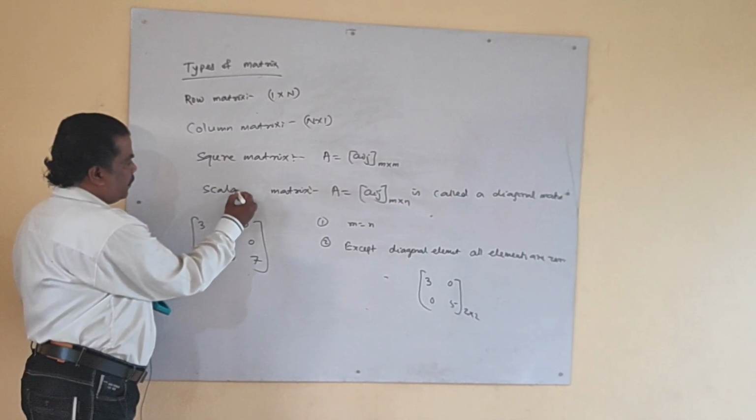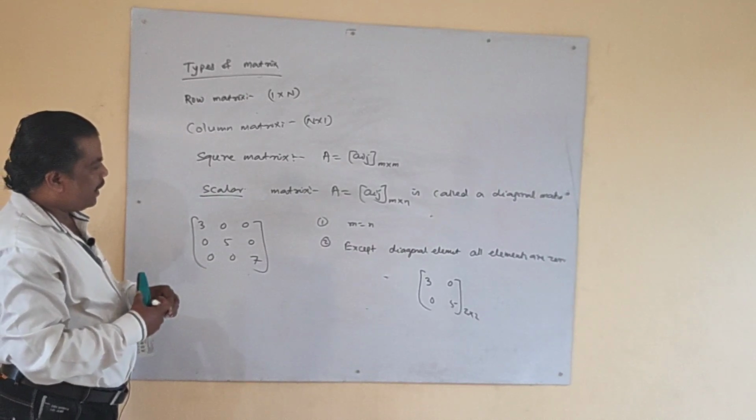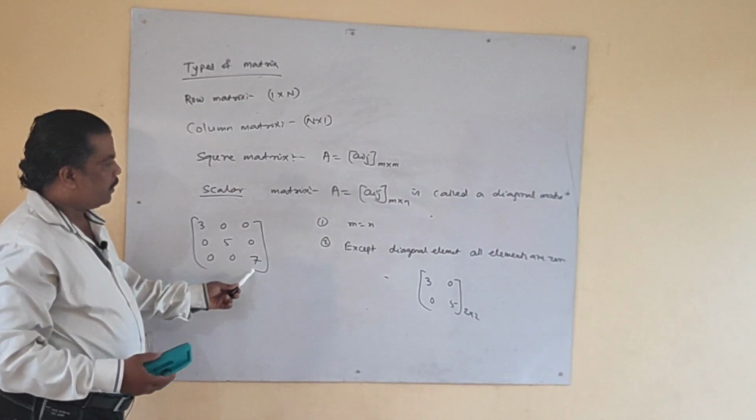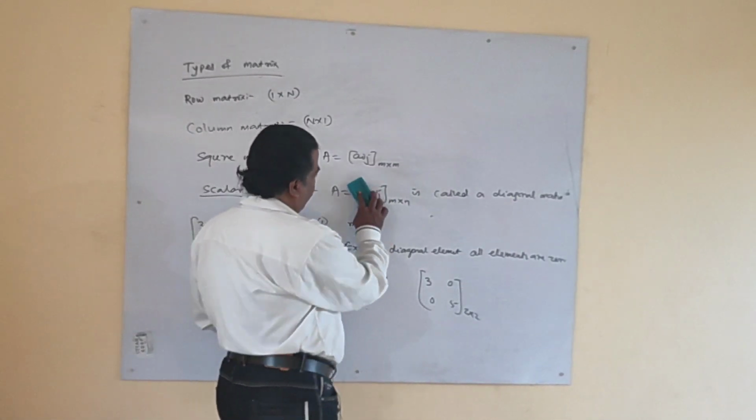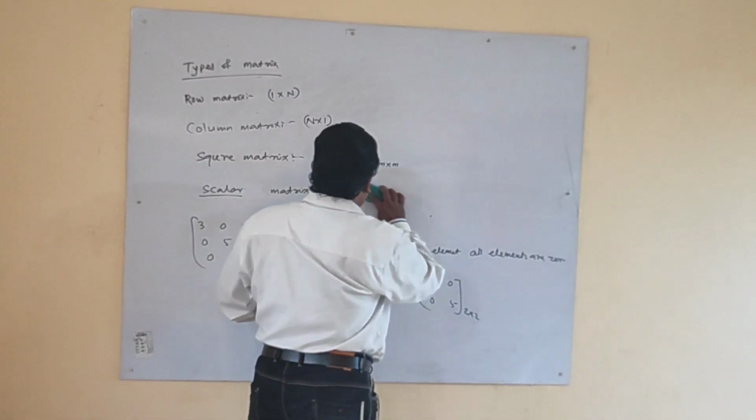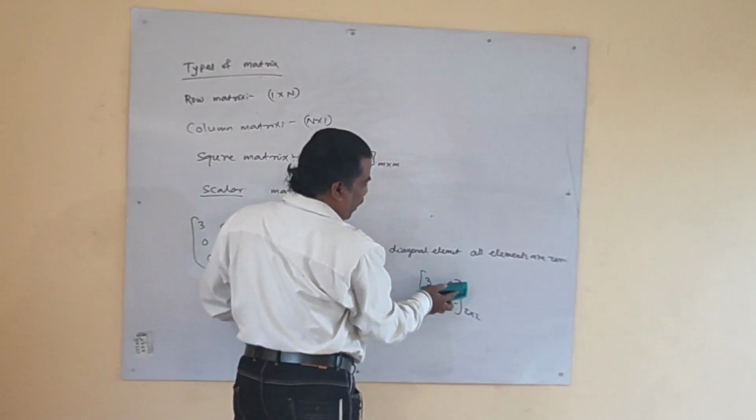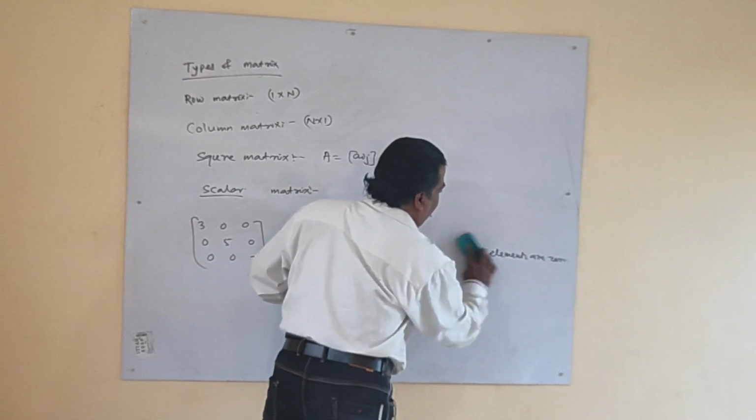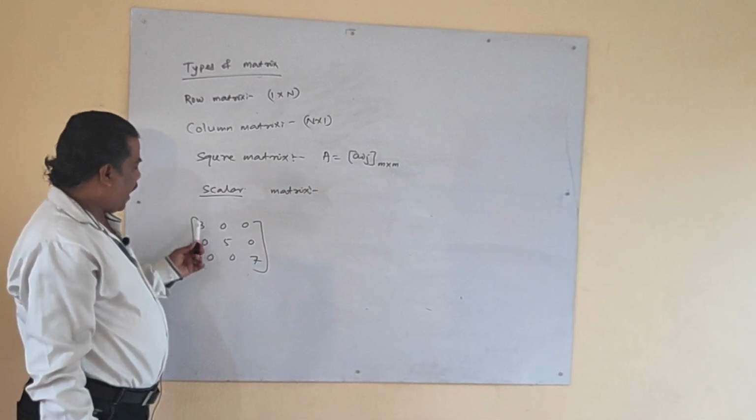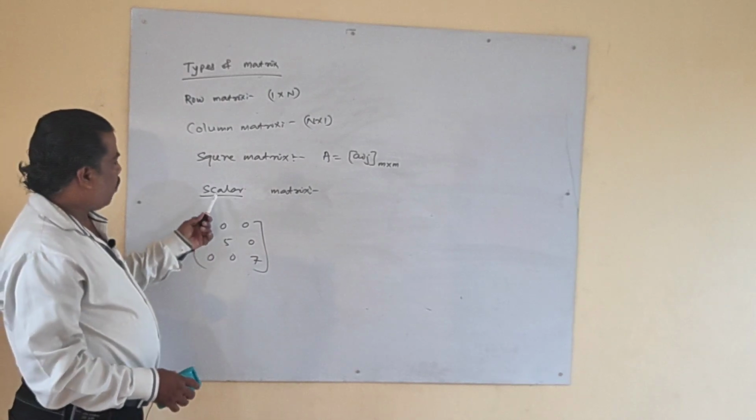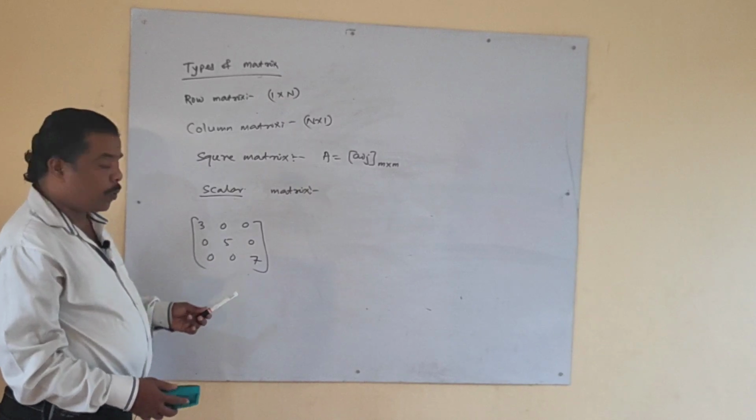Scalar matrix. A diagonal matrix is a scalar matrix if the diagonal elements are equal. A scalar matrix is a square matrix, and the number of rows is equal to the number of columns. All diagonal elements are not 0 and are equal. So a diagonal matrix converts to a scalar matrix if elements are equal.